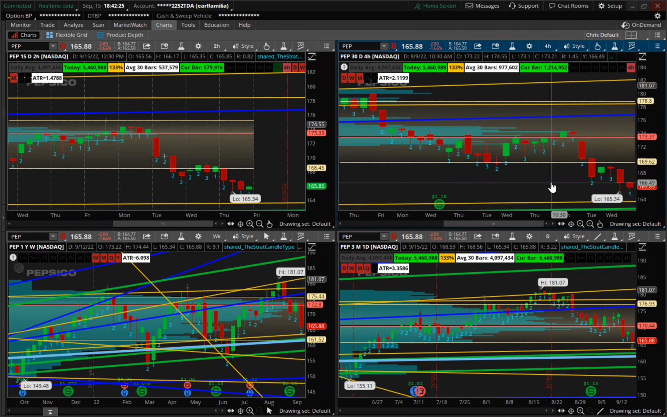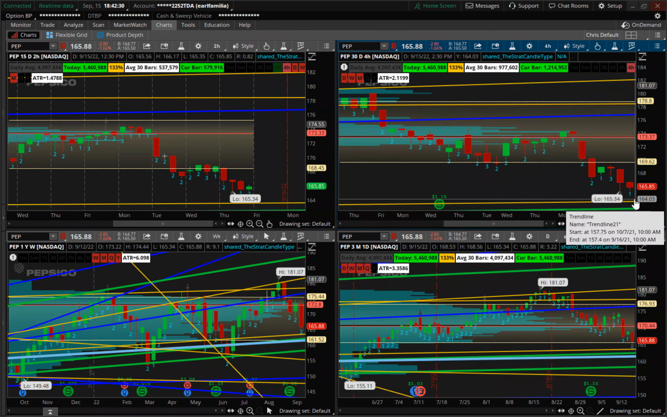Like, we can see this Pepsi pushing down to this broad formation level and then getting bought up right there. So just something to keep your eyes on.